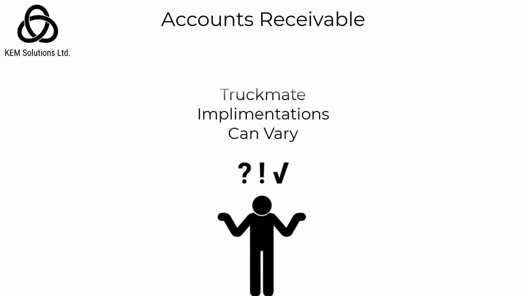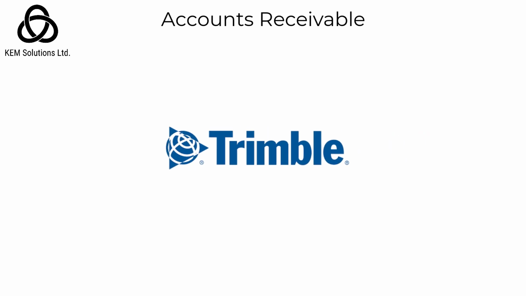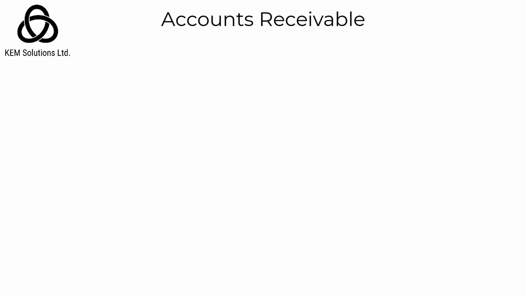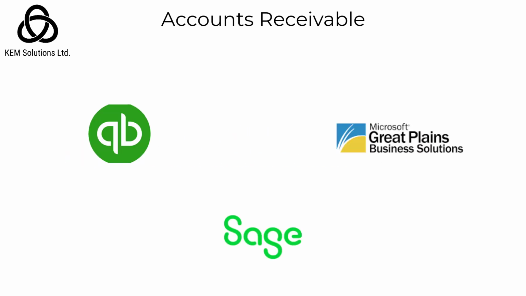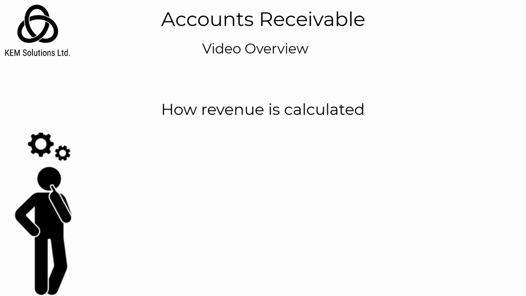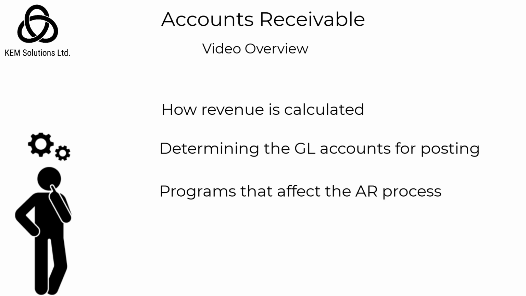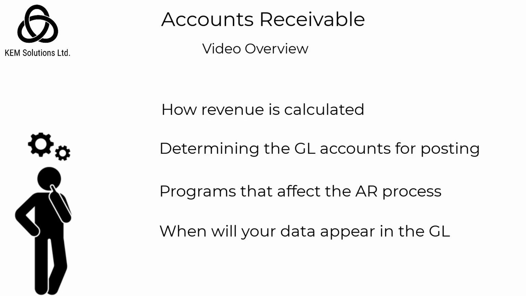It's important to note that every Truckmate integration can be different. This is a general overview and not tailored to any specific integration. This video assumes that your accounting is managed within Truckmate, not exported to systems like QuickBooks, Great Plains, or Sage. What will we cover today? We'll explore how revenue is calculated and the general ledger accounts it streams into, the programs responsible for moving your data, from the operational programs through to the accounting modules, when and what information will hit your general ledger.